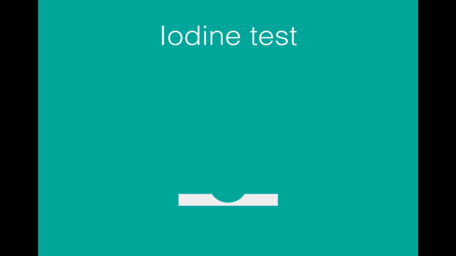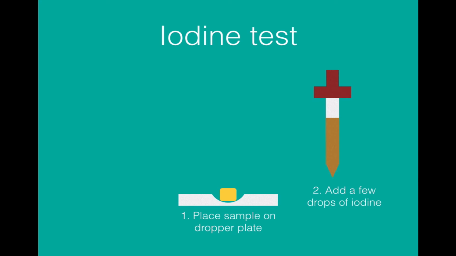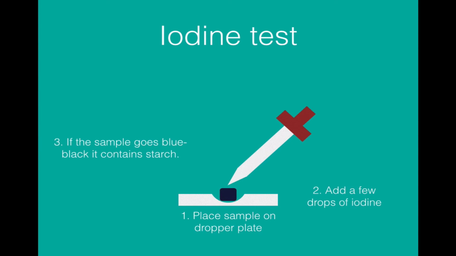The iodine test tests for the presence of starch. You place your sample onto a dropper plate and you add a few drops of iodine. If your sample goes black-blue, it contains starch. If it doesn't, it doesn't. Again, you can see it quantitatively depending on how dark it goes and if all of the iodine changes color.